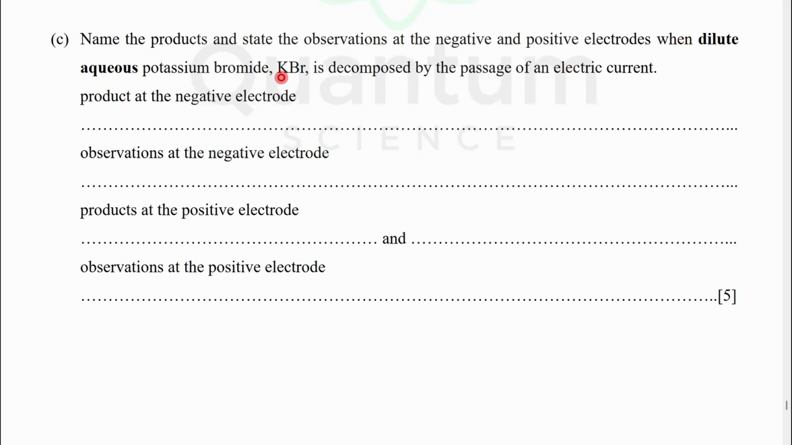Next. Name the product and state the observation at the negative and positive electrode when dilute aqueous potassium bromide, KBr, is decomposed by the passage of an electric current. So this is dilute, right? And this is the negative electrode. So from KBr, we have K positive and Br negative, while from the water, we always have H positive and OH negative.